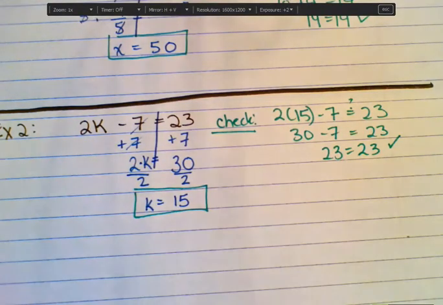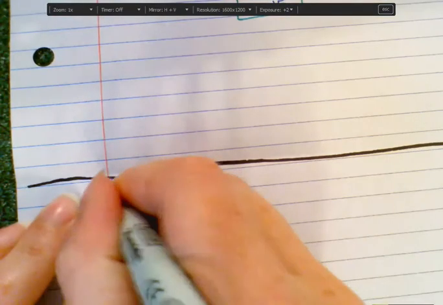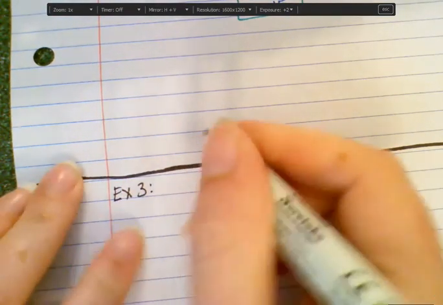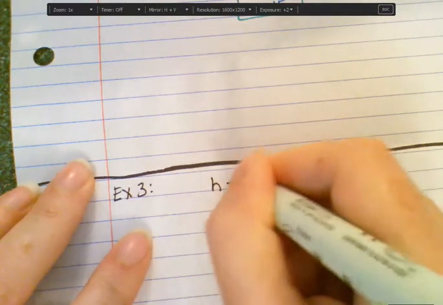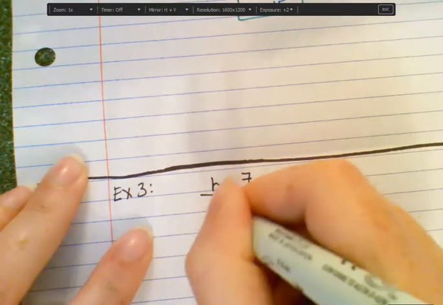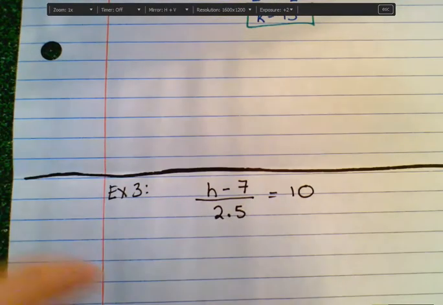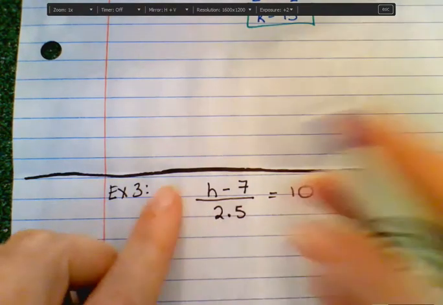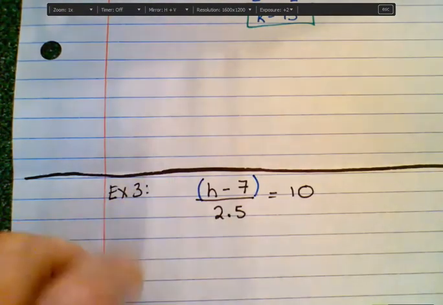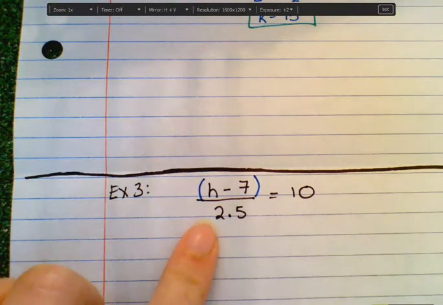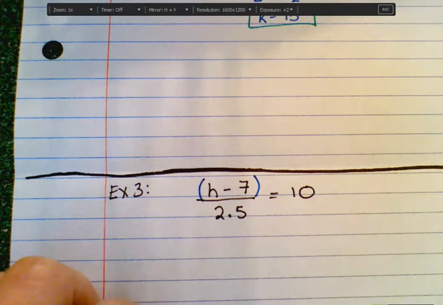Okay. All right, last example, and then you're going to do some on your own, and then we'll come back and check. So example number 3. Here we're going to have, this was a little bit tricky, h minus 7 over 2.5 equals negative 10. Now if you think about this problem a little bit, if you knew what h was, you would be subtracting 7 first. It's almost like this is in parentheses, so I might add that in, and then we'd be dividing by 2.5. Okay, so if we're working backwards, think about what we want to get rid of first.